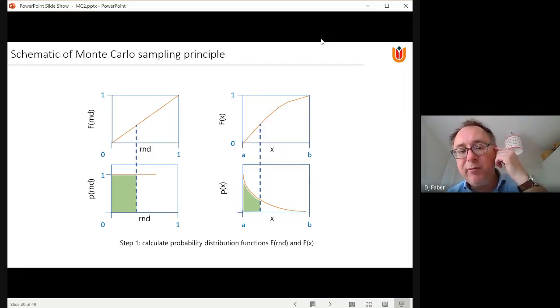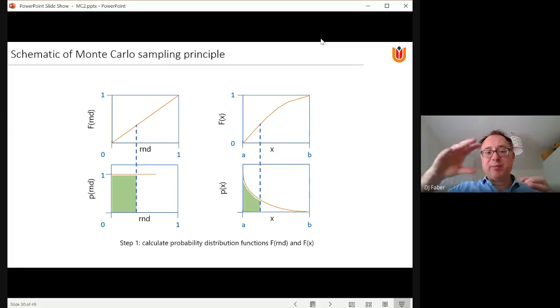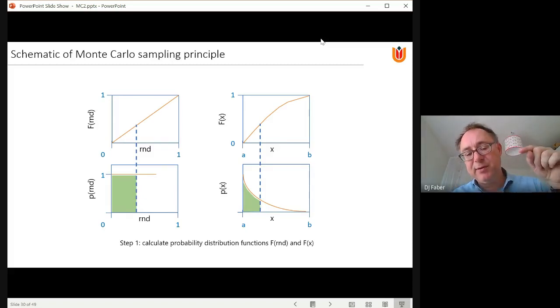So what we can do now, again using this trick of integrated probabilities, is first, starting from the right-hand side, we can calculate the cumulative distribution function, or the integrated probability over a given interval. So from a to a certain value of x. And then on the bottom right-hand side, you see in green this area. That area is plotted on the top right graph. So basically the cumulative distribution function of x.